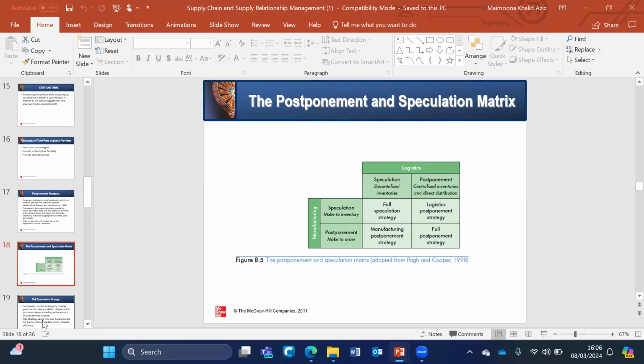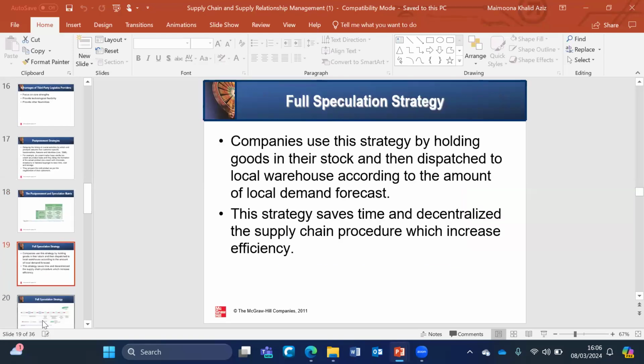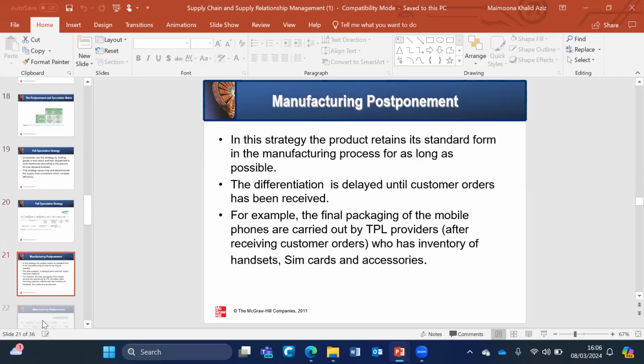Now there are four different types of postponement strategies. It could be full speculation strategy, it could be logistic postponement strategy, it could be manufacturing postponement strategy, or it could be full postponement strategy. Now let's look at what these mean. For full speculation, companies use this strategy by holding goods in their stock and then dispatching them to local warehouses according to the amount of local forecast. This strategy saves time and it decentralizes the supply chain procedures, which increases the efficiency.